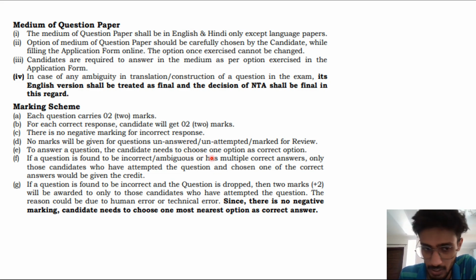Either it will be wrong or it will be right. If a question is found to be incorrect or has multiple correct answers, only those candidates who have attempted the question and chosen one of the correct answers would be given the credit. So that is why I say attempt all 150 questions. If any question is dropped, those candidates will get the marks who have attempted it. Since there is no negative marking, the candidate needs to choose the one nearest option as the correct answer.